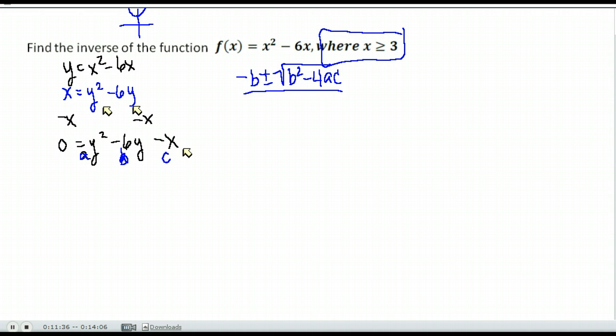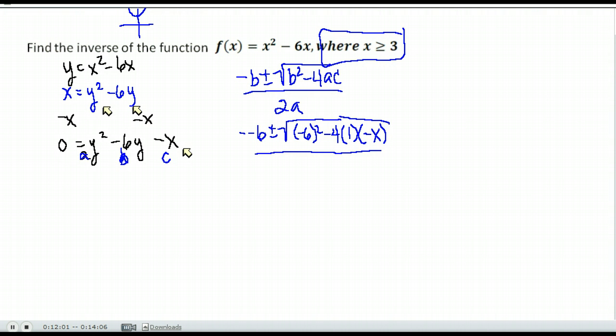Here is the quadratic formula. Negative b plus or minus the square root of b squared minus 4ac all over 2a. And we just substitute our values in there. So we'll have negative of negative 6 plus or minus, because our b is negative 6, negative 6 squared minus 4 times a, which was 1, and c is actually negative x. We'll write that all over 2 times a, which again was 1. Then we want to try and simplify that. So we have a positive 6 plus or minus the square root of 36 plus 4x all over 2.